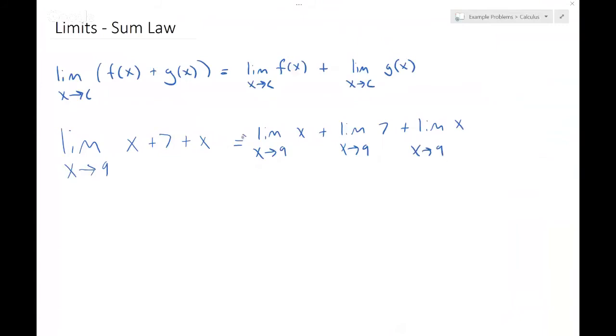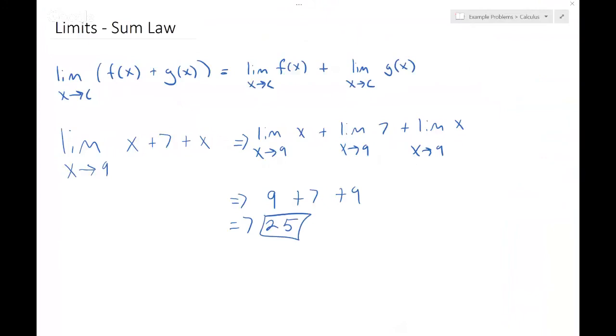And so from here, we can evaluate the problem just by evaluating what the definition of a limit is. So we can plug in the 9 value to our two x's, and since we know that the limit of a constant is a constant itself, we can solve this to get 9 plus 7 plus 9, which when added together just gives us 25, which is the answer.